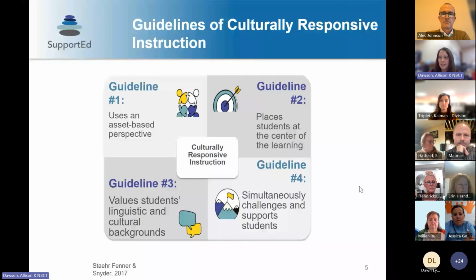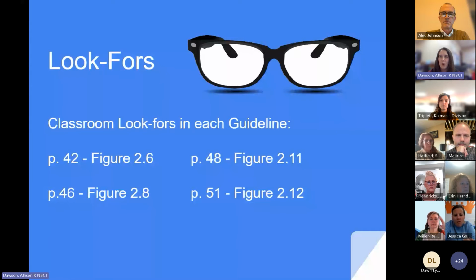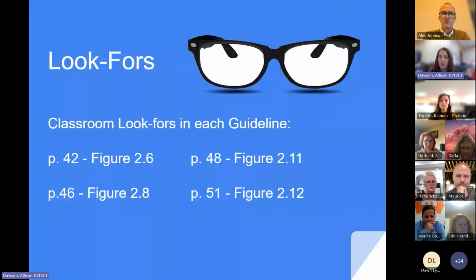At the end of chapter 1, they discussed 4 guidelines for culturally responsive instruction. So those are listed there. And then I wanted to point this out again. If you would like to look back in chapter 1 and are looking for those markers for those 4 guidelines as you reflect on your own teaching or when you go into other classrooms, these are the pages that you can look for to check out each of those guidelines.